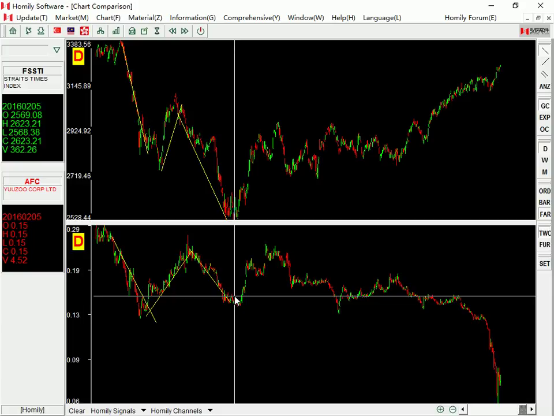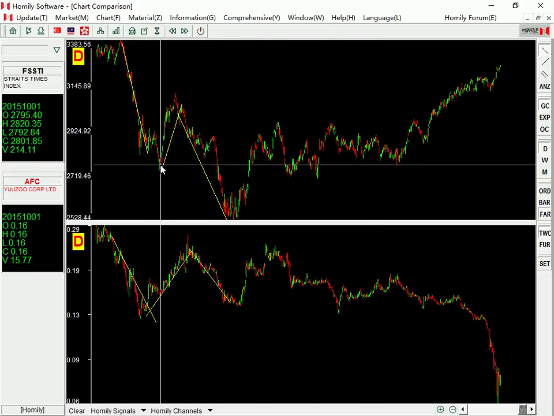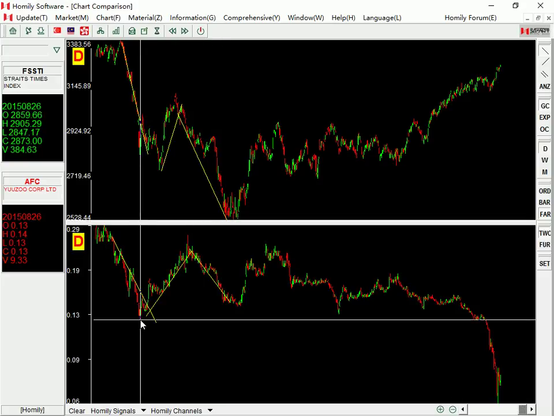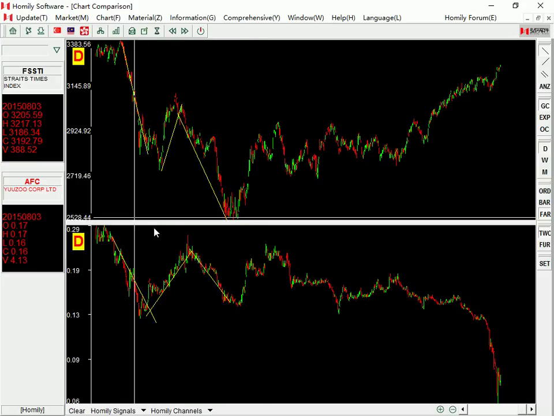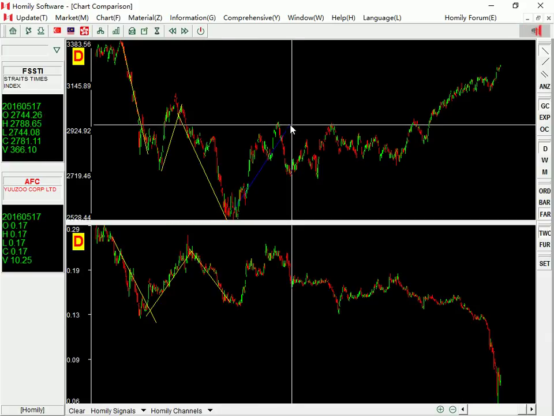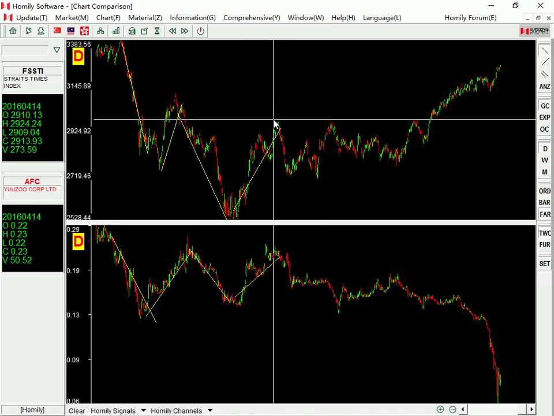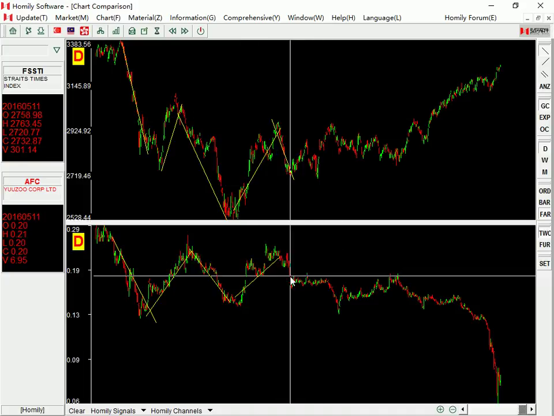Okay, then we can get some information. For the index, the low point is lower, but this stock's low point is higher. So during this period, strong or weak? Strong, okay? But we continue to follow. Market goes up, the price goes up, so it's the same. The market goes down, the share goes down.